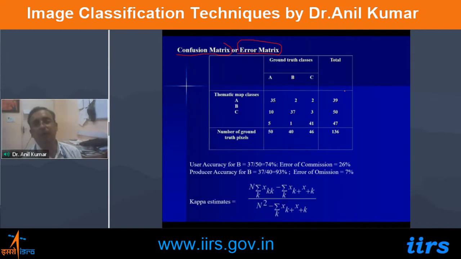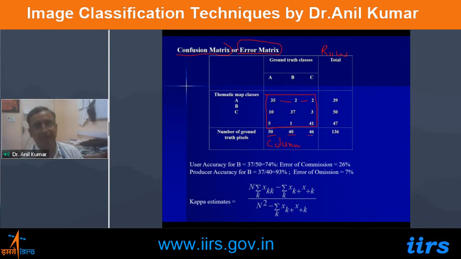Once it is full, I have given you an example. This is your 3 by 3 matrix. Once this is done with respect to all the samples, you find the row total, and on this side you have the column total. If you add these up, it comes to 39, here 50, here 47, here 50, 40 and 46.